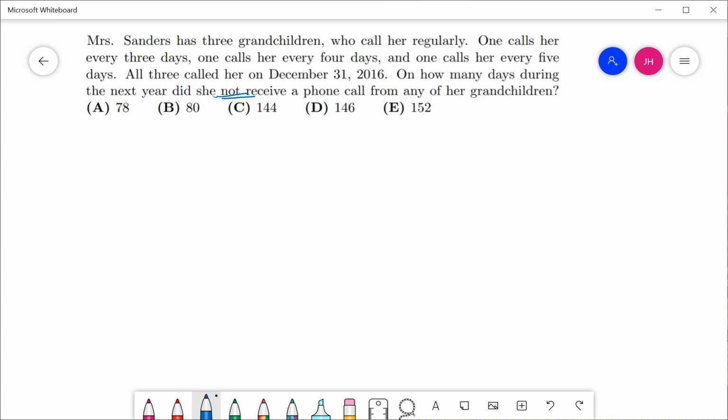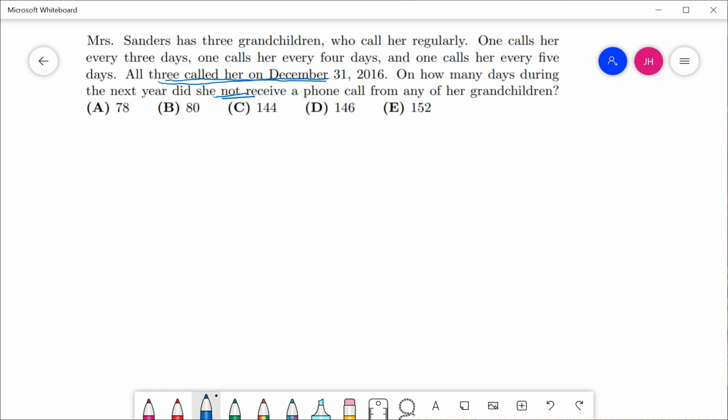Good. So a very helpful hint here is that it tells us that all 3 called her on the last day of the previous year. That's a very good sign because it aligned the starting point for us, and things can get a little bit more complicated if it does not. Let's consider that afterwards. Let's solve this problem first.